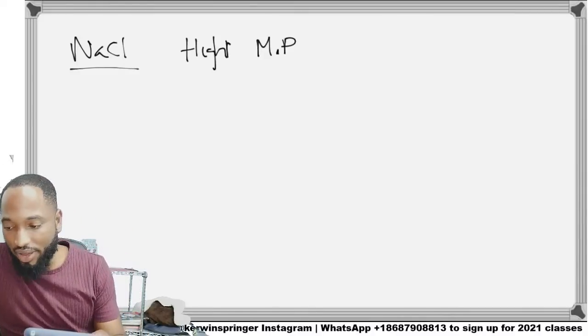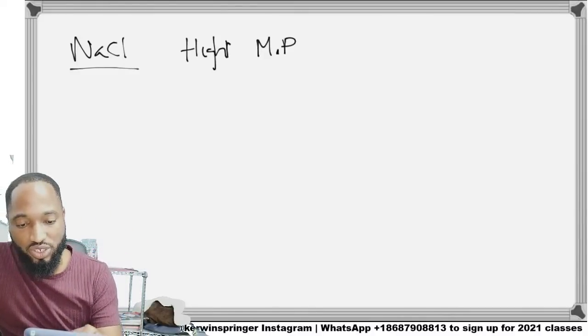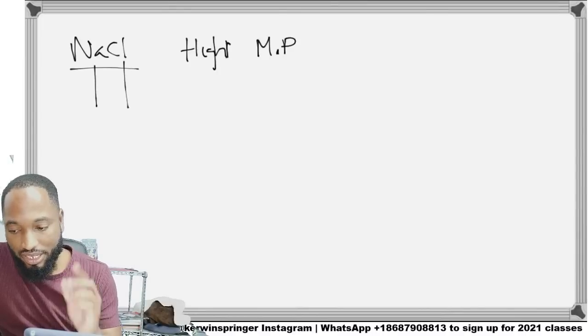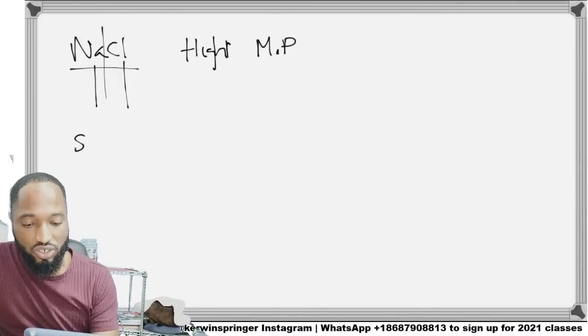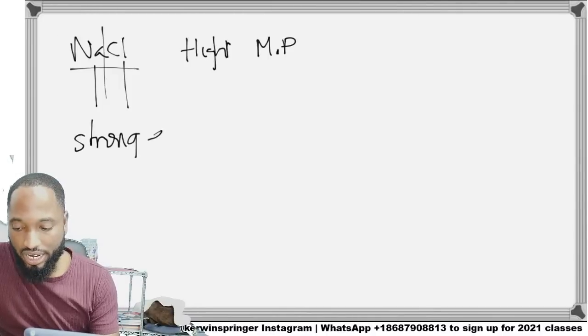So why does this have a high melting point? Strong electrostatic forces, because it's between the ions, right? So between the sodium and chlorine ion is strong electrostatic forces.